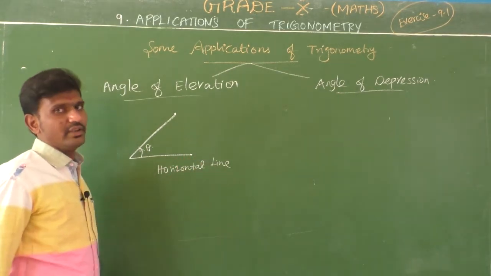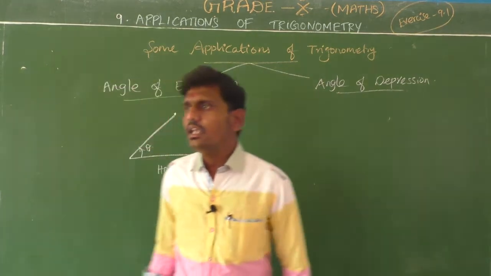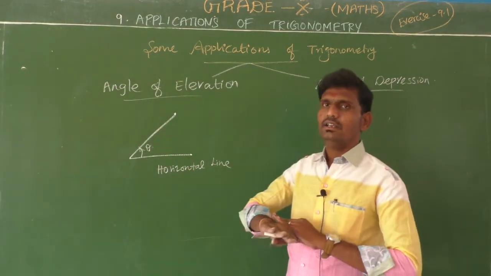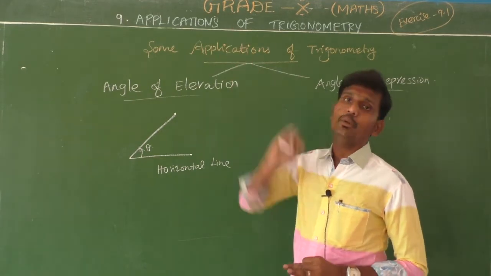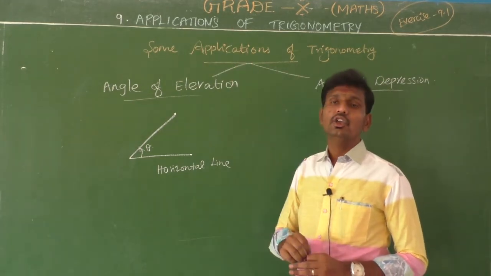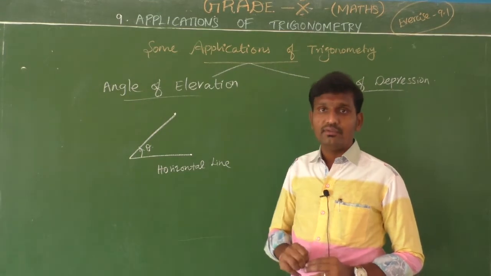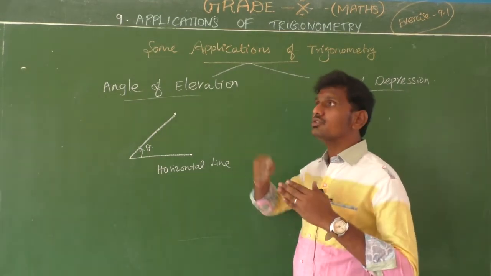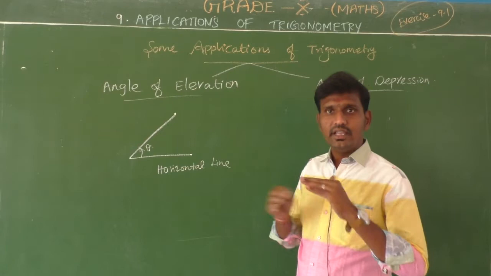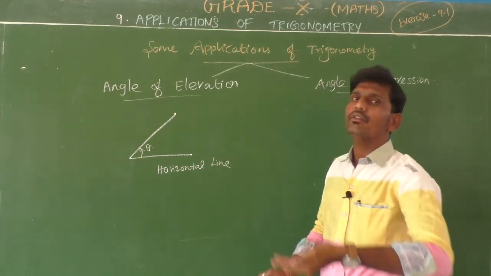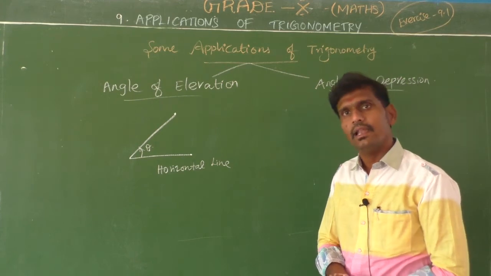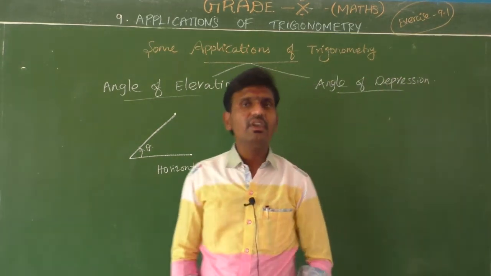Angle of elevation. For example, you are standing on the ground and looking at the top of a building or tower. You want to see the top of the tower, or some hills. All these you are seeing like that. That is an angle of elevation. So I am giving you the definition.